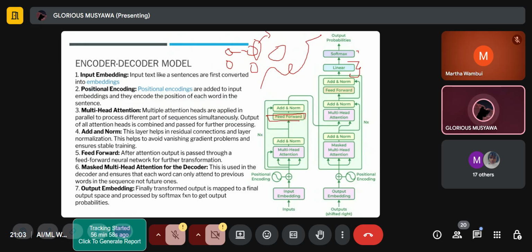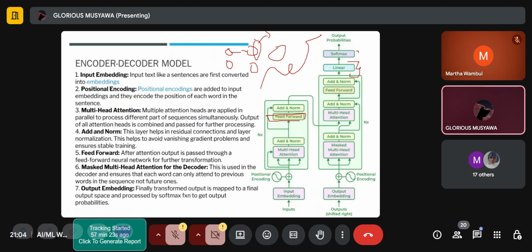So now when we're generating, it's important to consider how words are connected to each other. We don't want to just generate text for the sake of generating. It has to be grammatically correct. It has to make sense. So masked multi-head attention is used in the decoder and ensures that each word can only attend to previous words in a sequence, not future words.